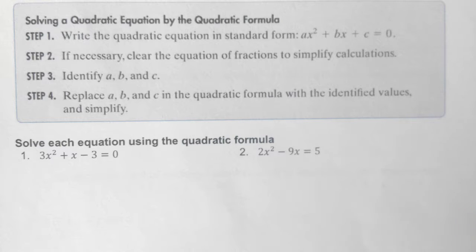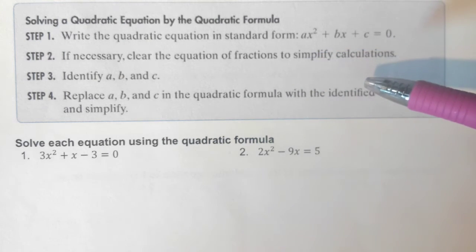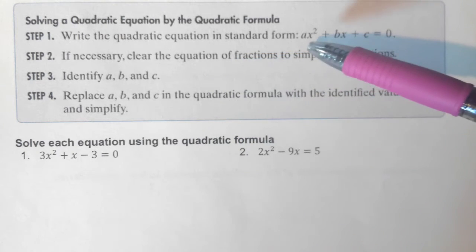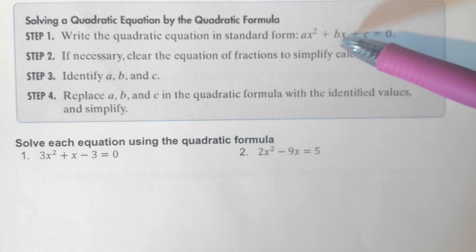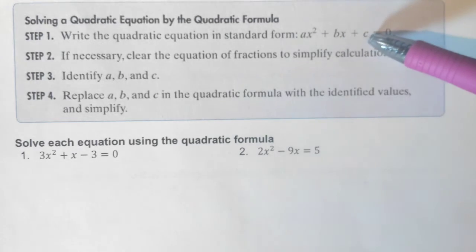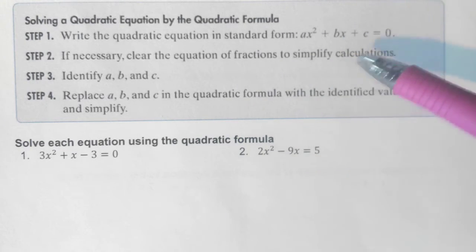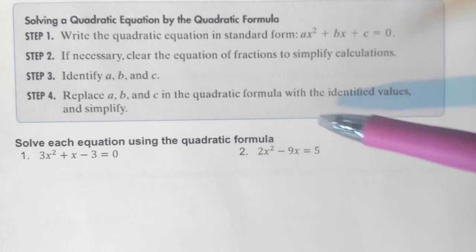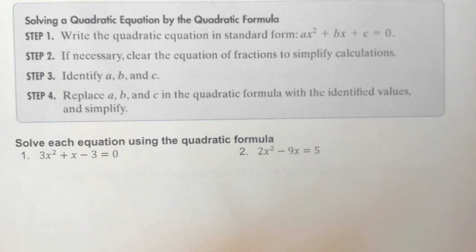Okay, so to solve a quadratic equation by the quadratic formula, you're going to put it in standard form, so that means set it equal to 0. If there's any fractions, we'll get rid of those to make it easier on ourselves. We'll identify a, b, and c. A is the number in front of the squared term, b is the number in front of the x term, c is the normal number. You're going to replace a, b, and c in the quadratic formula and then simplify that process.